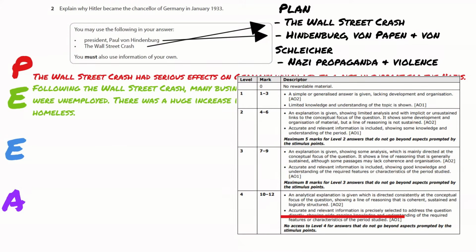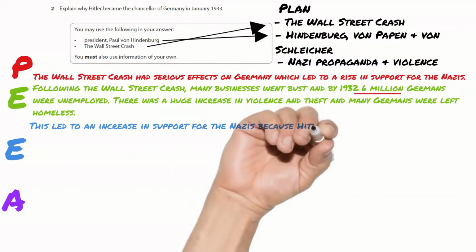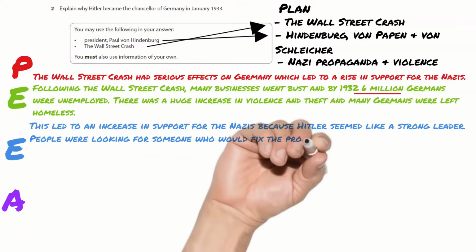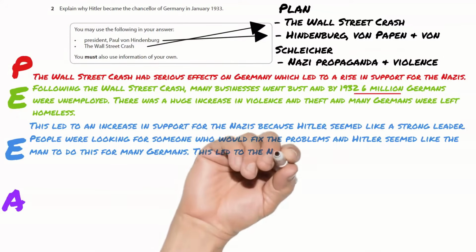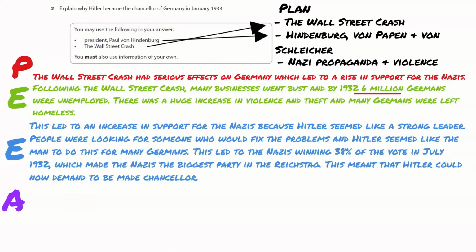So next we're focusing on making sure we hit our explanation target. In this part I'm aiming to link my evidence to the question. So in this case, how did the effects of the Wall Street crash lead to Hitler becoming Chancellor? I've written, this led to an increase in support for the Nazis because Hitler seemed like a strong leader. People were looking for someone who would fix the problems and Hitler seemed like the man to do this for many Germans. This led to the Nazis winning 38% of the vote in July 1932, which made the Nazis the biggest party in the Reichstag. This meant that Hitler could now demand to be made Chancellor.